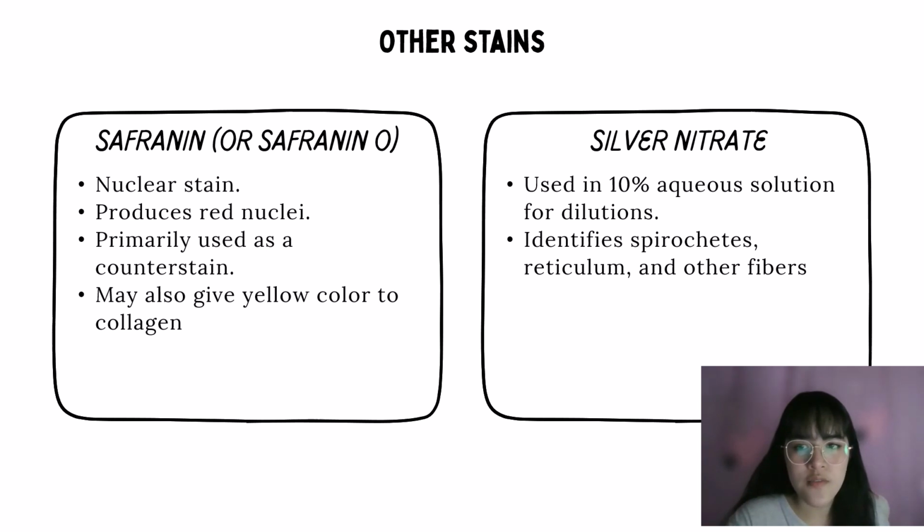Then we also have silver nitrate. It is used in 10% aqueous solution to prepare various dilutions to be used in identification of spirochetes, reticulum, and other fiber stains.